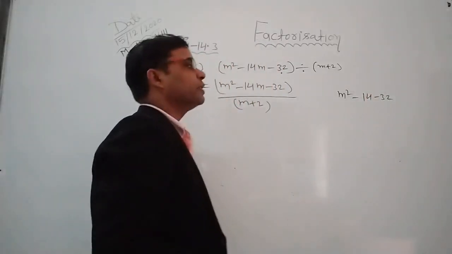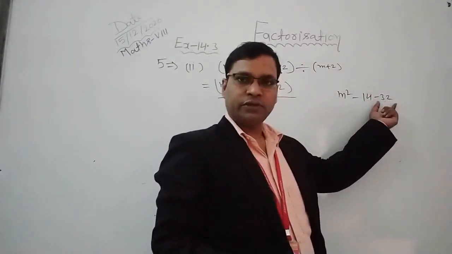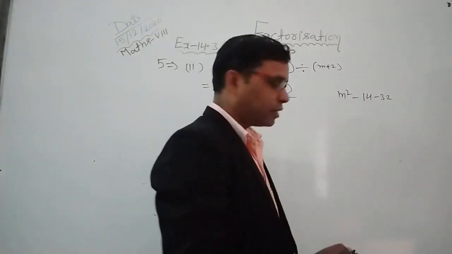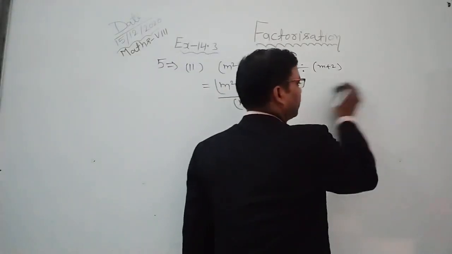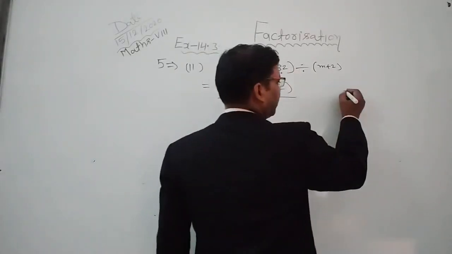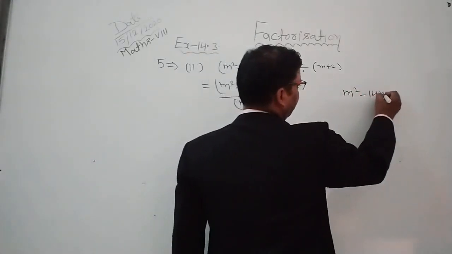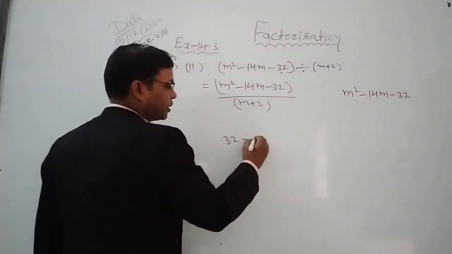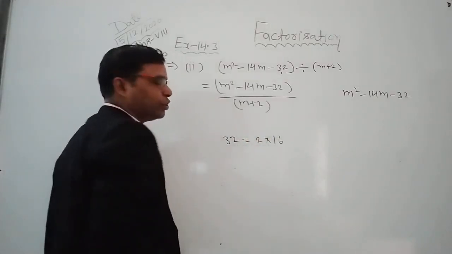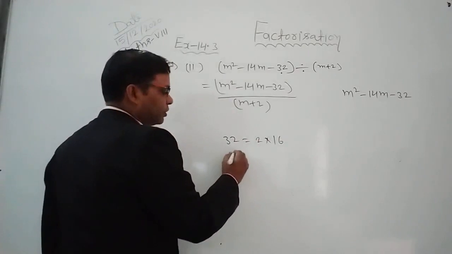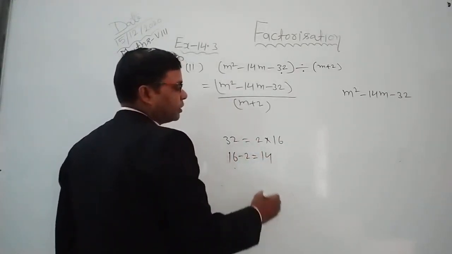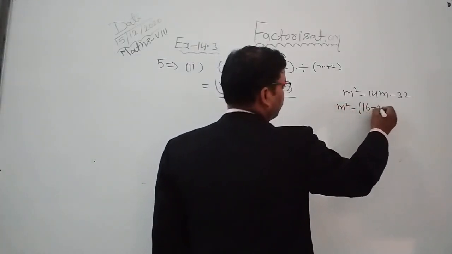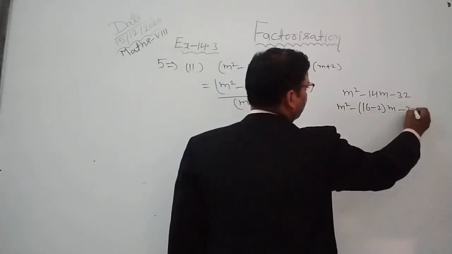Here you can see the constant term is negative. It means we find the factors of the constant term whose difference is the coefficient of m, the coefficient of the variable. So again we write m square minus 14m minus 32. You can express 32 as a product of 2 into 16, and their difference, 16 minus 2, is equal to 14. So you can write m square minus 16 minus 2 into m minus 32.